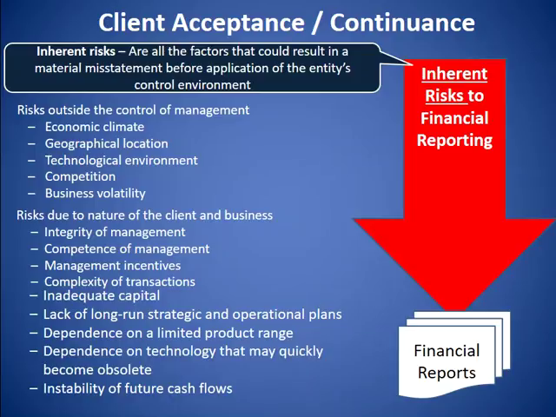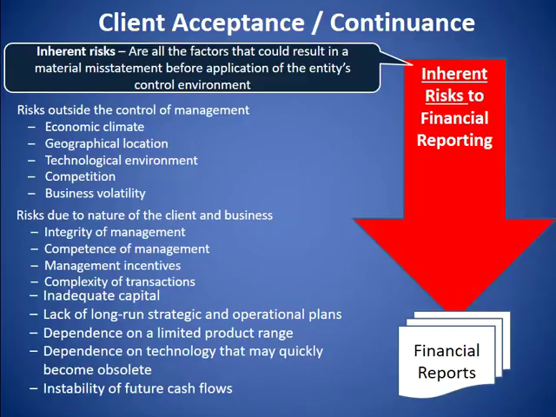Complexity of transactions. The more complex an economic transaction is, the more chance we have to make mistakes in that transaction. Inadequate capitalization. If a company doesn't have enough money to run or invest, that can lead to business risks. Lack of long run strategic and operational plans. If you have a $1 billion company and it's running in all different directions, that creates a ton of financial risks.